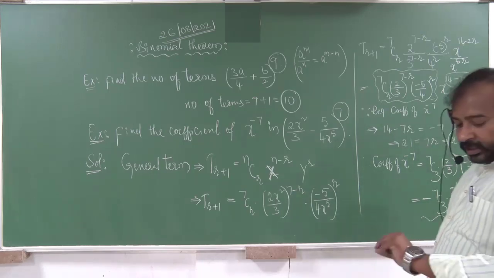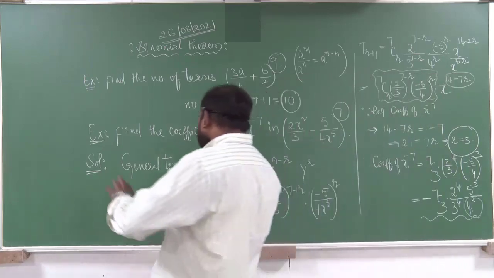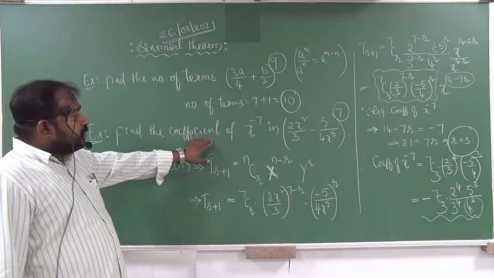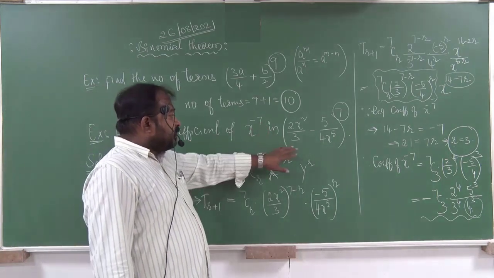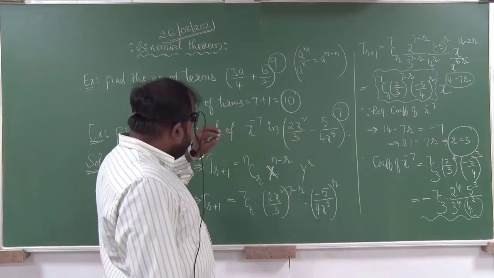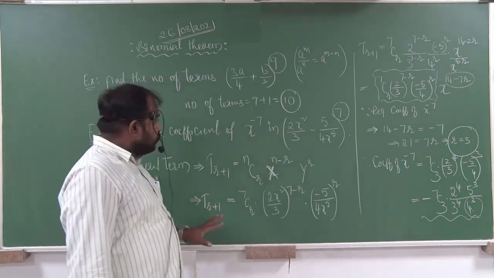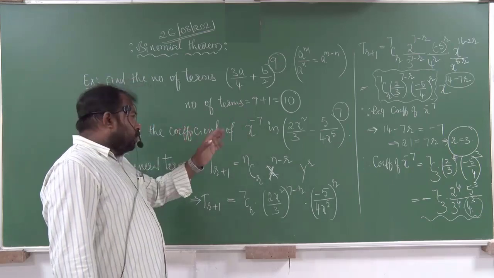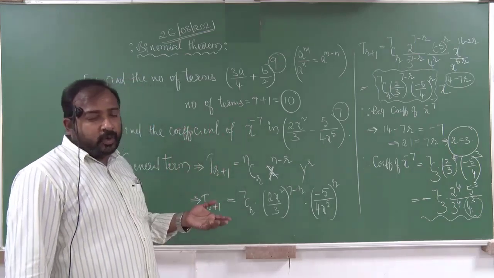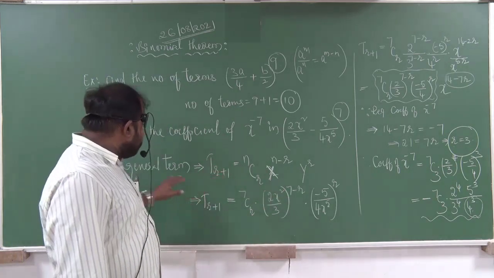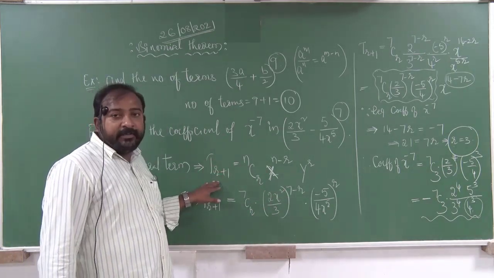Okay. Once again I will explain to you. They are asking to find the coefficient of x power minus 7 in this binomial expansion. So here if you observe, if they ask the coefficient of x power minus 7, or coefficient of x power 0, or coefficient of x power anything, the first step is you can calculate the general term.